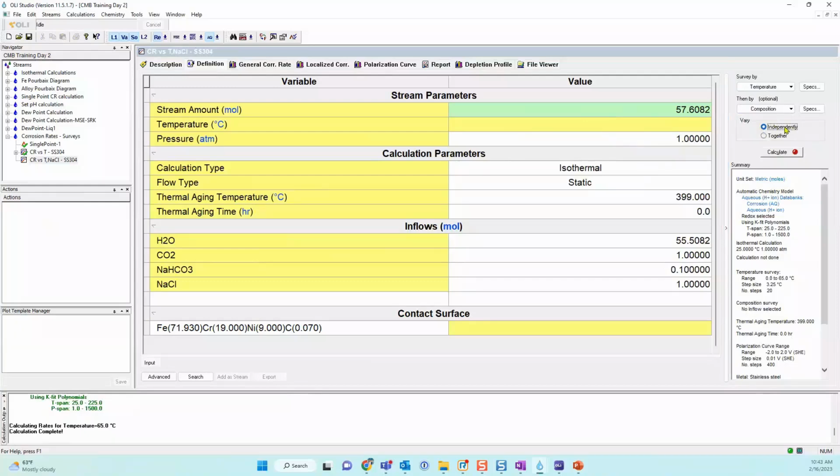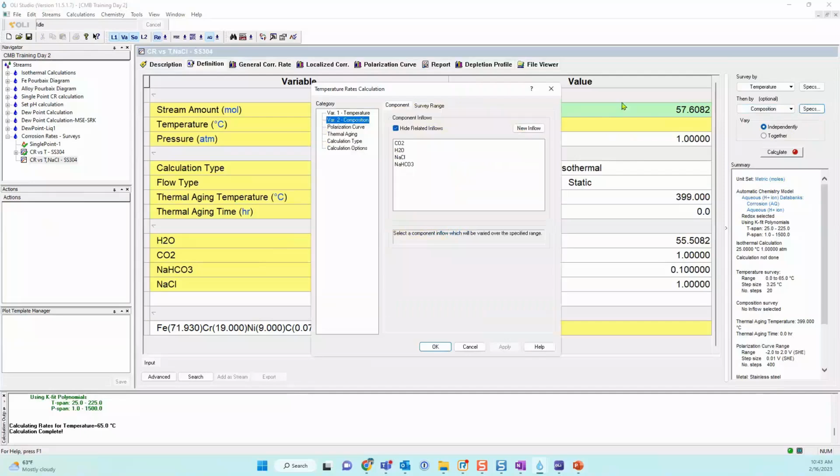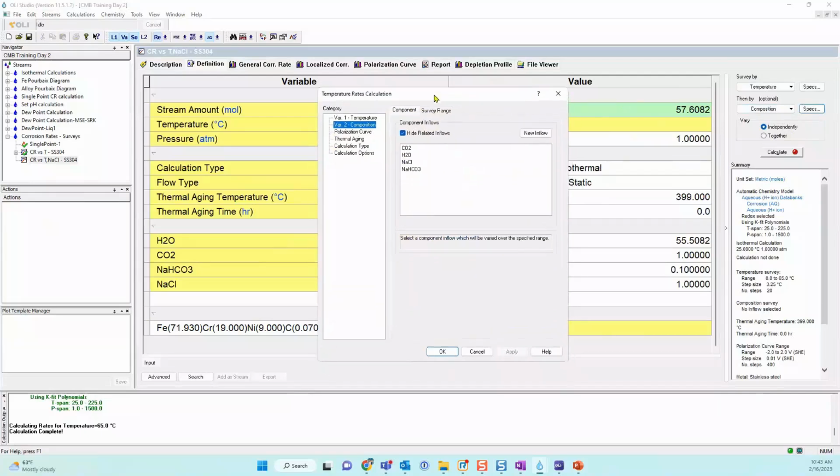What we do need to specify is the composition, the component. So let's click on the specs. Anytime you see a red button here, usually you need to click on the specs button to specify the variable, or specify a target or something like that.